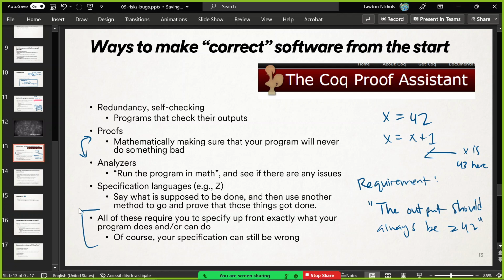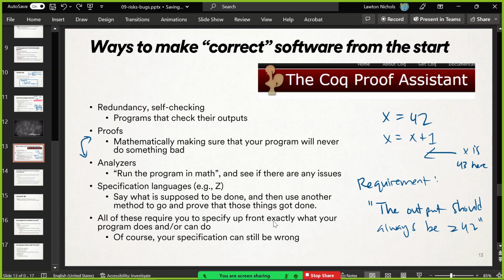But yeah, at the end of the day, you, who is making this program or trying to make sure it's all correct, you have to say what it means to be correct. And you can make mistakes in that idea, right? Maybe you accidentally say the program should always be greater than 12, and that was an incorrect specification. So you can mess up at the specification, the requirement level.